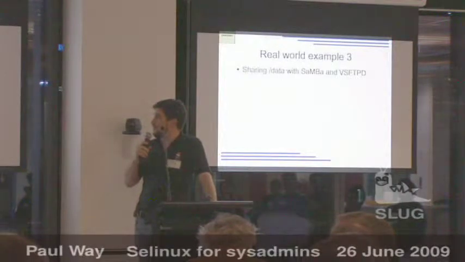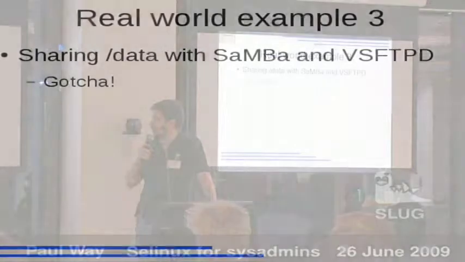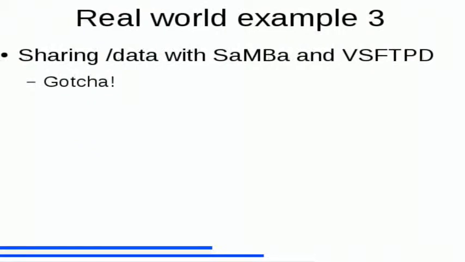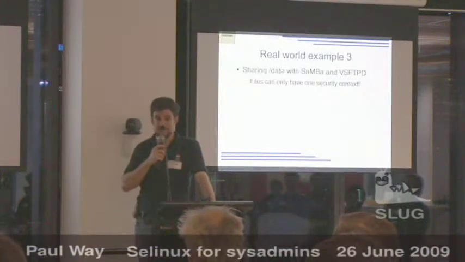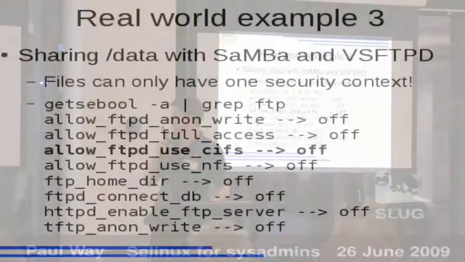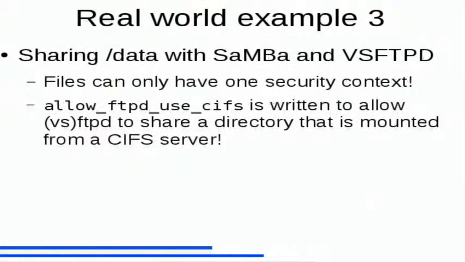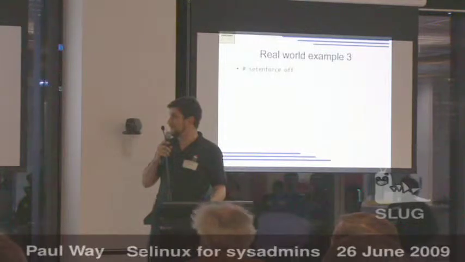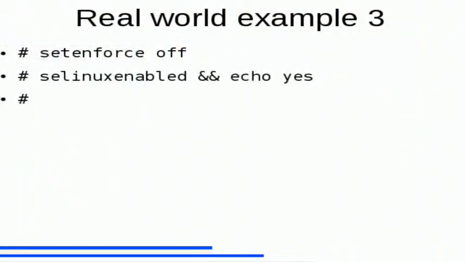So real world example number 3 is if you happen to be sharing the data directory through 2 different things. The real problem here is that, of course, files can only have one context. We've got samba_share_t, but there is also ftpd_t that is to be shared by FTP daemons. You can't apply the 2, so what do we do? There's this other boolean called allow_ftpd_use_cifs, but unfortunately that allows the FTP daemon to share things that are on a Samba mount, not cooperate with one. So what do? We start by turning setenforce off, and that works so that at this point that machine is running in permissive mode. And we can see that by saying selinuxenabled and echo yes, and nothing comes out.